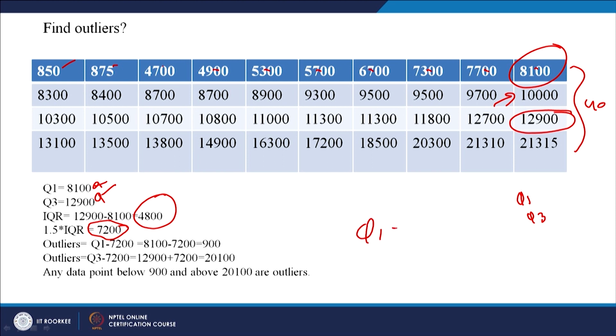So, what is the outlier? I have said Q1 minus 1.5 times IQR. So, all those points which are below this would be outliers. Just see, this is Q1 minus 1.5 IQR. So, Q1 is 8100, and 8100 minus 7200 gives 900. All those points which are less than or equal to 900 are outliers. So, is there any outlier over here? Is there any data point which is less than or equal to 900? Yes. So, these two are outliers. Okay.